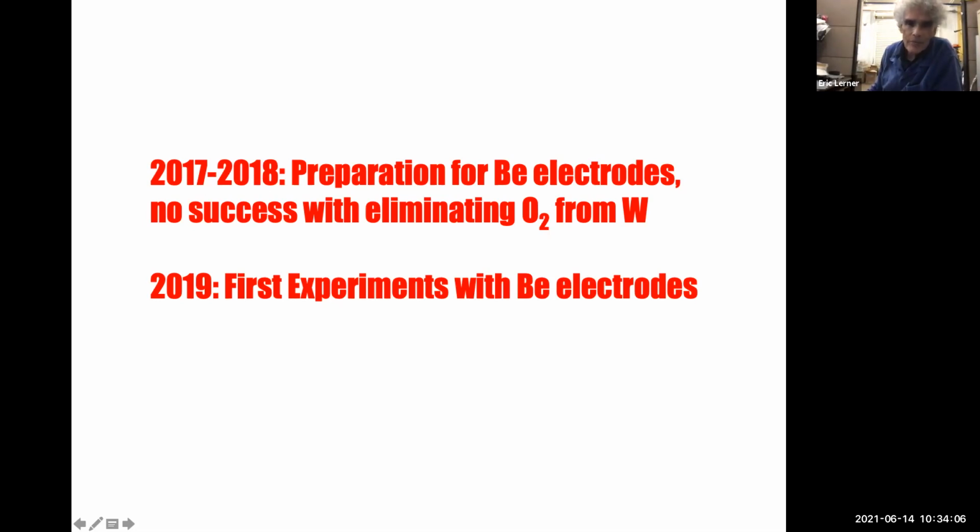Now, during that period where we were preparing for the beryllium electrodes and waiting for them to arrive, we tried without success to get the oxygen off of the tungsten entirely, which proved extremely difficult. So we weren't really able to get a bare tungsten electrode. So in 2019, we were able to move on to the first experiments with beryllium electrodes.